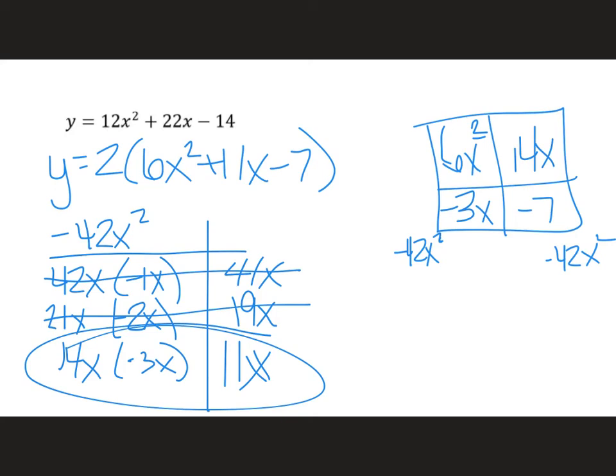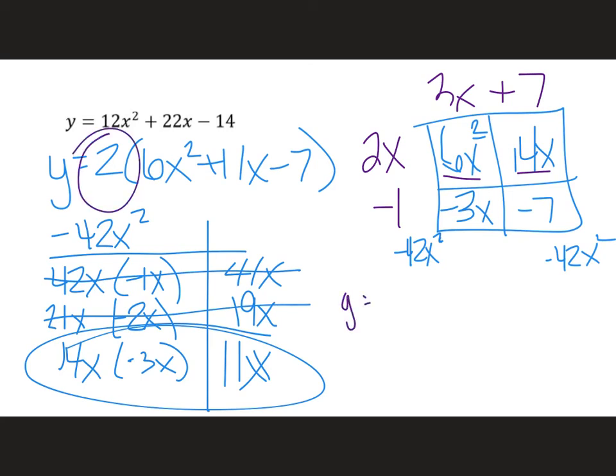So if we're looking for the greatest common factor on each row, between 6x squared and 14x would be 2x. And between negative 3x and negative 7 would be just negative 1. That's all they have in common. On the column, between 6x squared and negative 3x would be 3x, or 2x times 3x would make 6x squared. And then between 14 and negative 7 would be 7. So our factored form, not forgetting the 2 that we factored out at the beginning, would be 2 times 2x minus 1 and 3x plus 7.